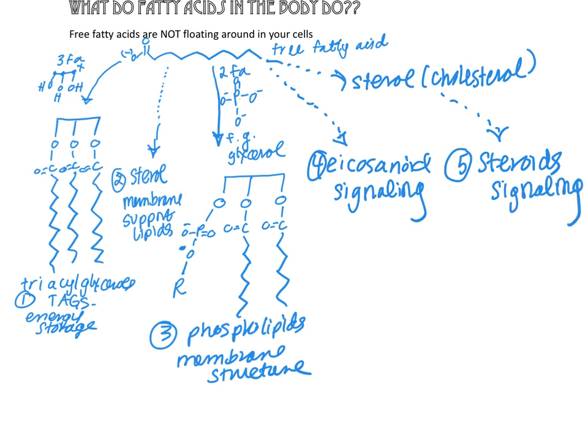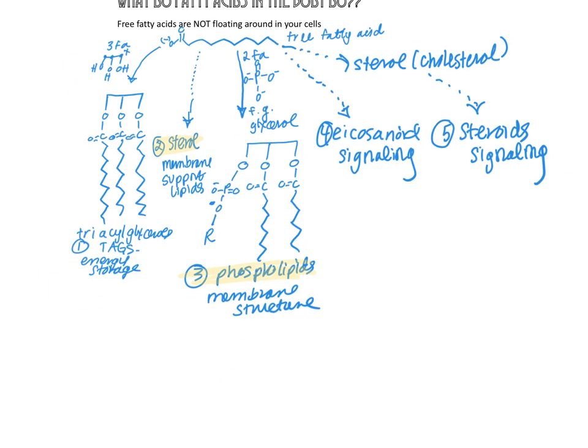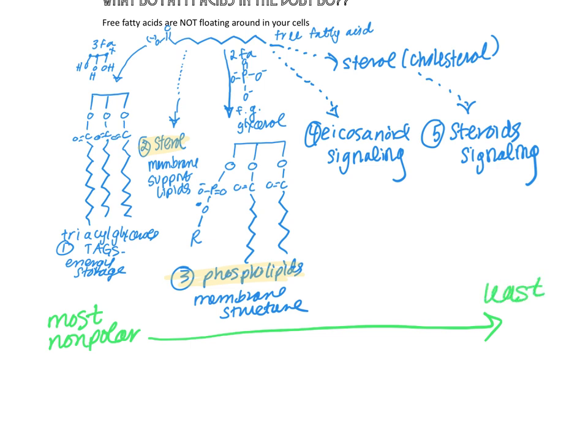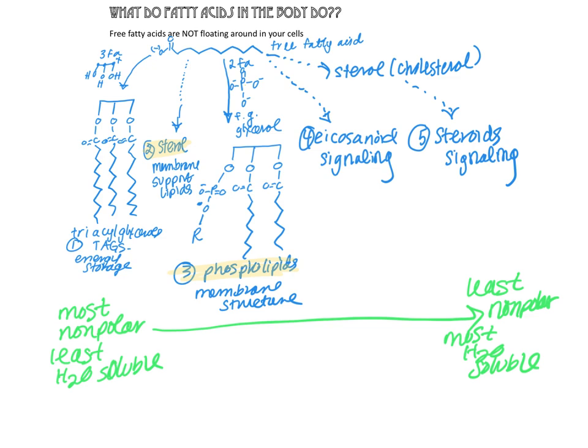Okay, so today we are going to look at the membrane lipids. So we're going to look at sterols, and the phospholipids, starting with the phospholipids, making the membranes, and then we're going to add the sterols into the membranes. And the reason that I have drawn this diagram in this particular way is because if we go left to right, we have the lipid categories that are the most nonpolar to the least nonpolar. Or you could also think of this as least water soluble to most water soluble. Okay, there it is.